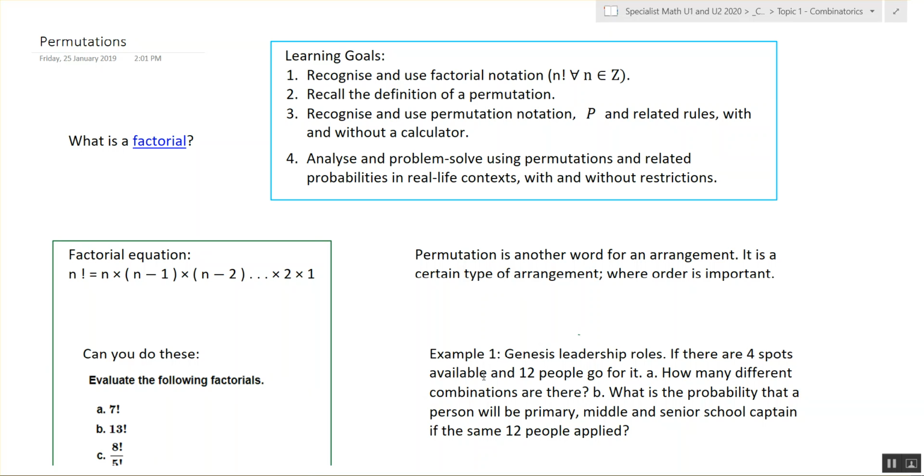So your goals today, well, we kind of already did the factorial goal. So you guys all know what a factorial is now? Yeah. Do you remember the definition of a permutation from yesterday? I thought it was important. So it's a type of arrangement where order is important. It's given by the rule nPr.